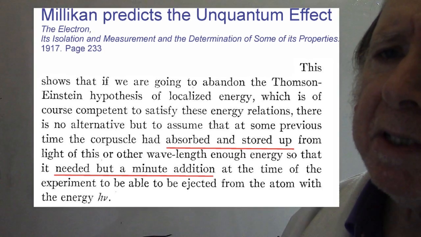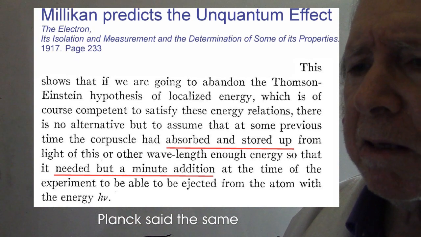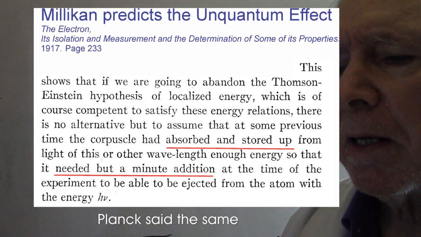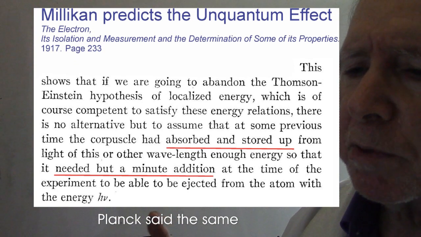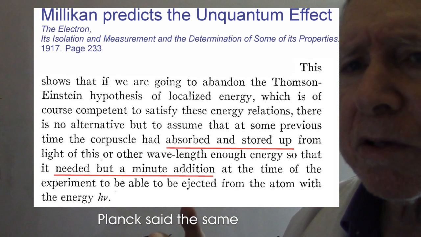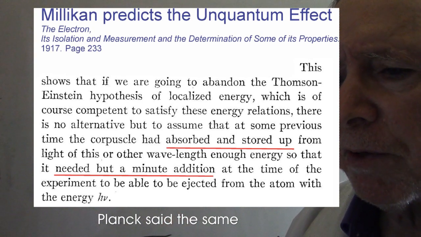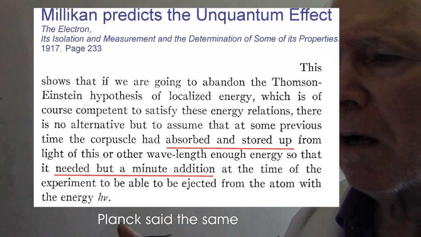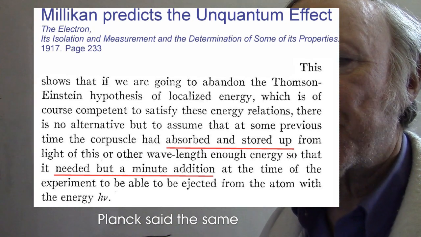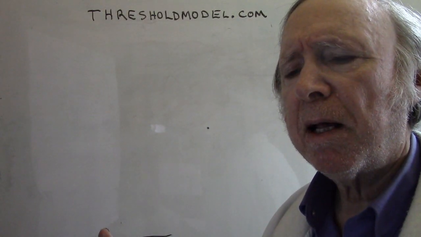We're up to 1917 now. Millikan predicts the unquantum effect, essentially. What I did experimentally, I called the unquantum effect. It's where energy can be absorbed and stored up, and then it only needs a small fraction of energy to emit everything. So he considered it in a workable way, that there's a preloaded state in charge, the way it absorbs light.